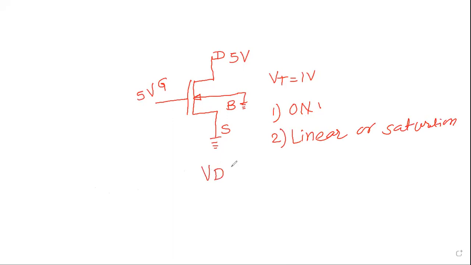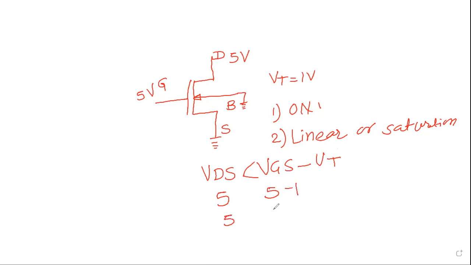For the linear region, this is the condition: VDS is less than or equal to VGS minus VT. How much is VDS? Drain is 5, source is 0, so VDS is 5 volt. How much is VGS? VGS is 5. So VGS minus VT is 5 minus 1.